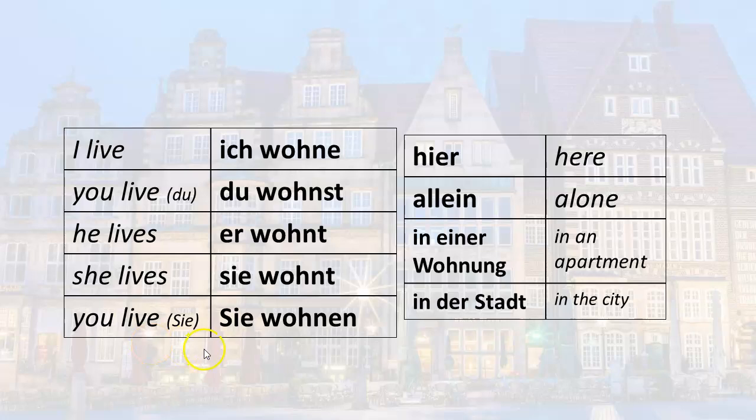And finally, you live. You live here. Sie wohnen hier. You live alone. Sie wohnen allein. You live in an apartment. Sie wohnen in einer Wohnung. You live in the city. Sie wohnen in der Stadt.